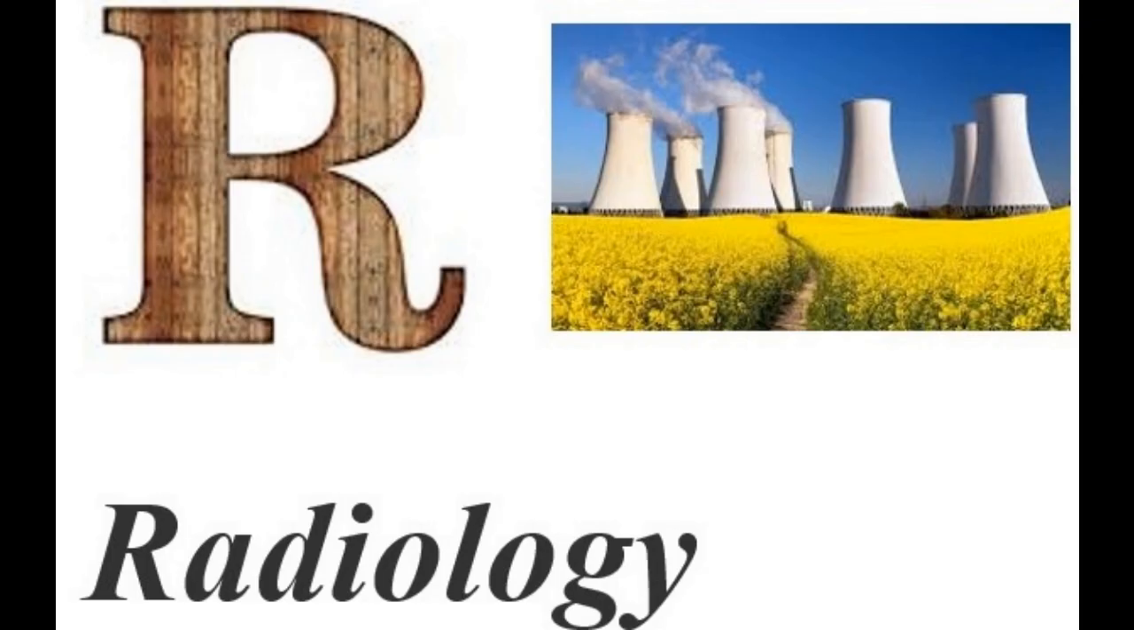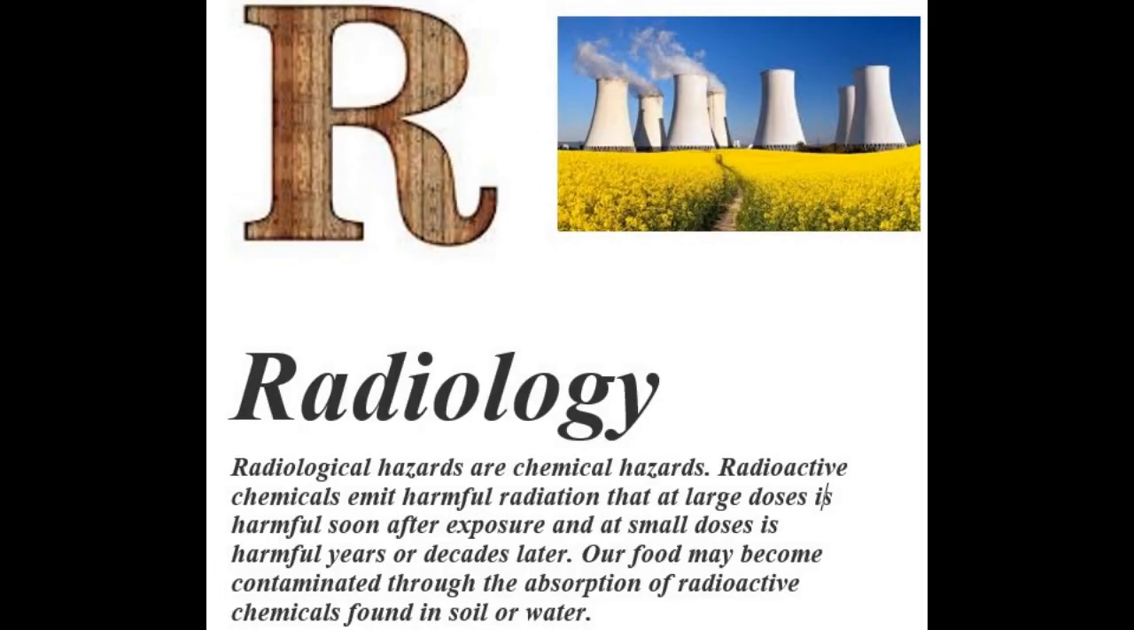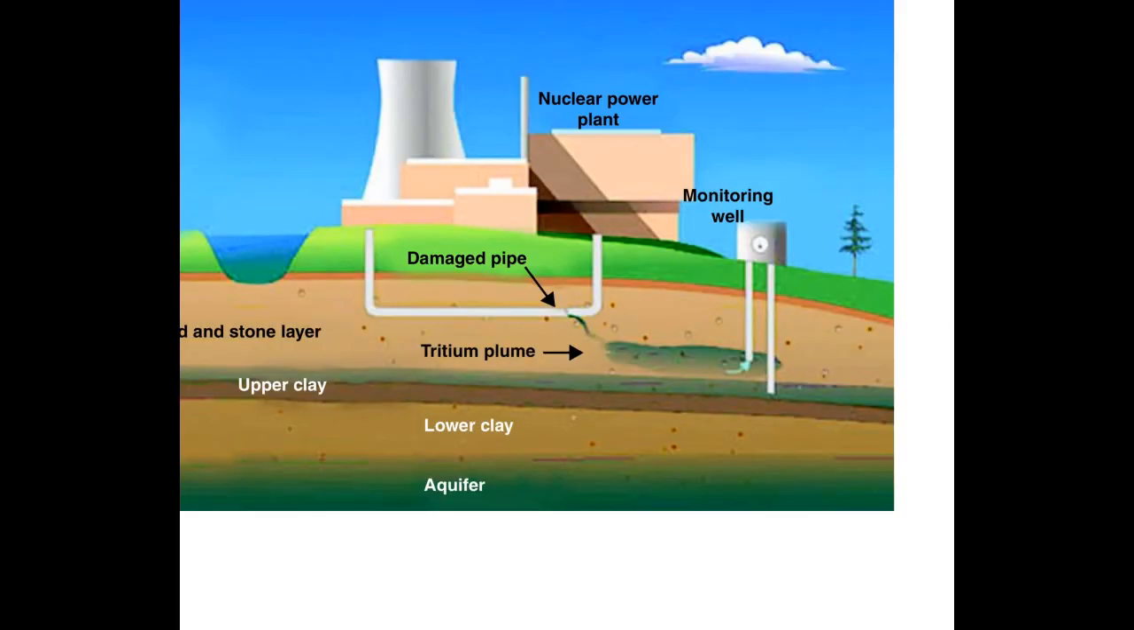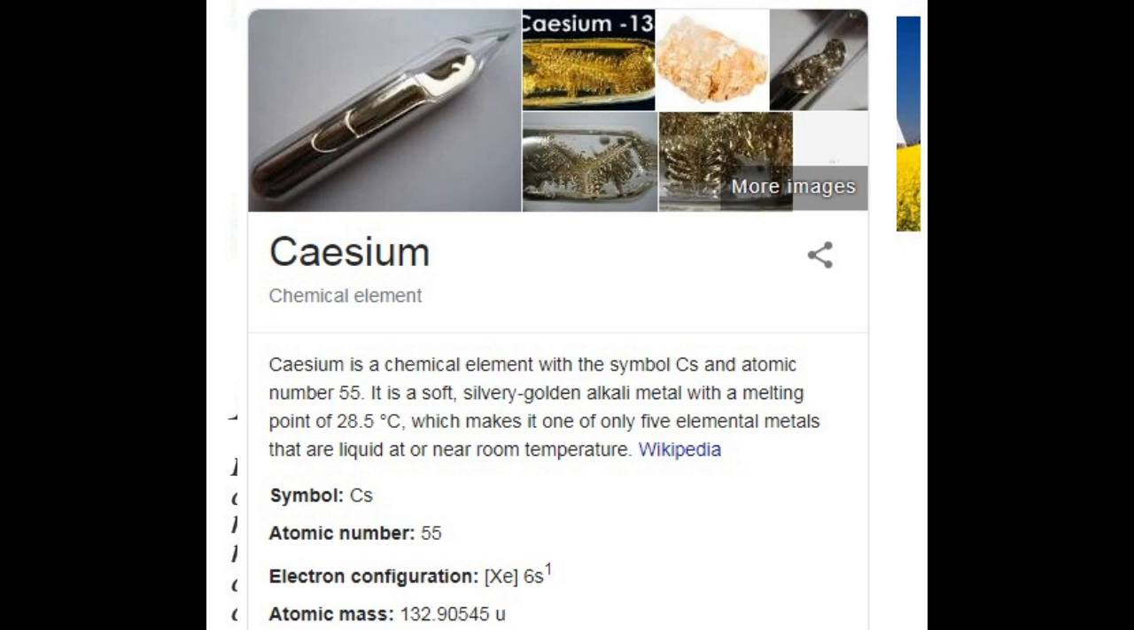These are actually chemical hazards. Radioactive chemicals in air may settle into food, water or soil. Terms used to describe radioactive chemicals include radioactive isotopes, radioactive elements and radionuclides. Examples include radioactive cesium, uranium and strontium.